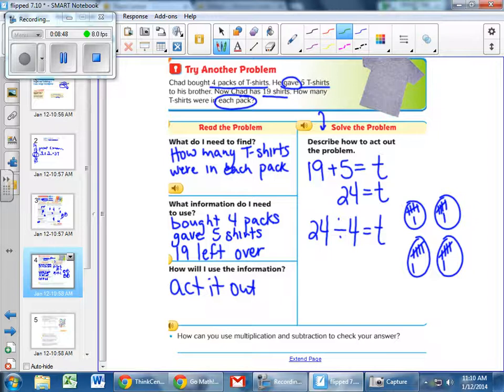Now I need to go back and check. I have a bundle of 5 plus 1 is 6. Bundle of 5 plus 1 is 6. So they're all equal. So 24 divided by 4 equals 6. Okay? So how many were in each pack? We have 6 shirts in each pack.